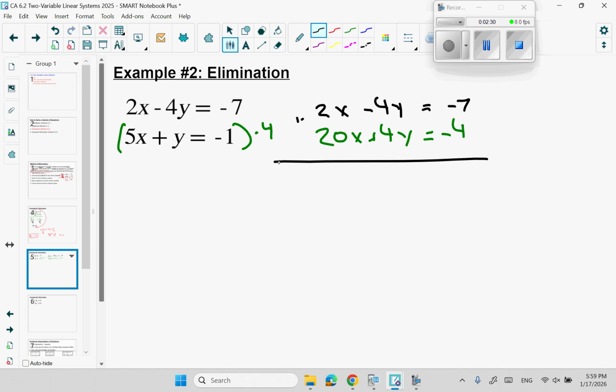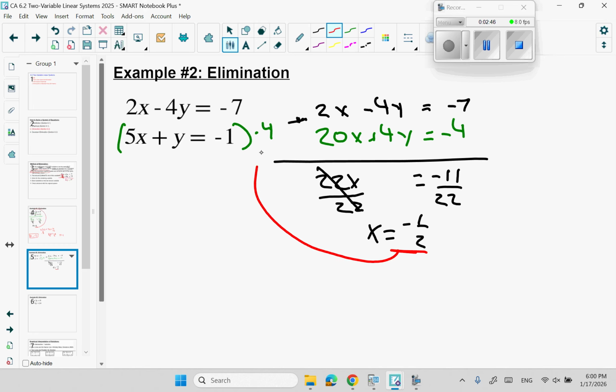I can combine my equations. 2x plus 20x is 22x. Y's cancel. I get negative 11. Divide by 22, divide by 22. We get x is negative 1 half.